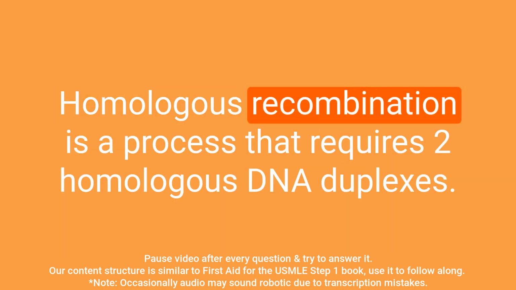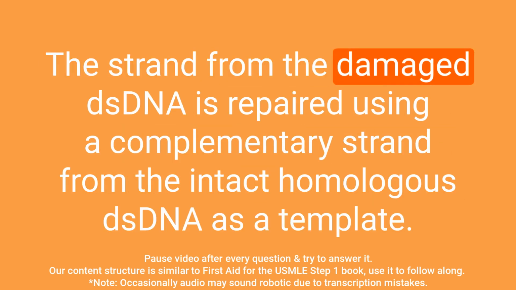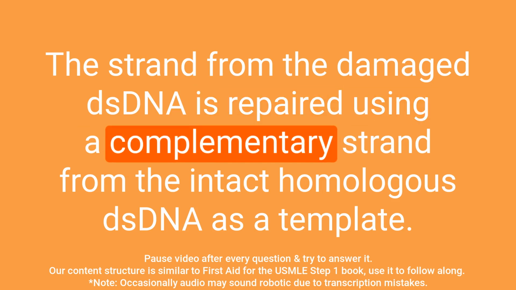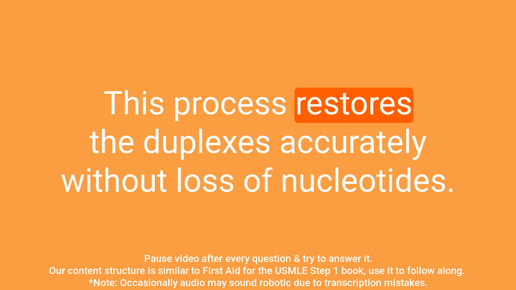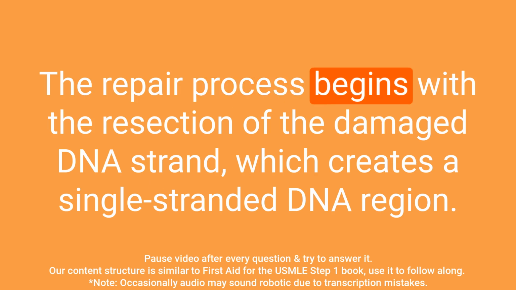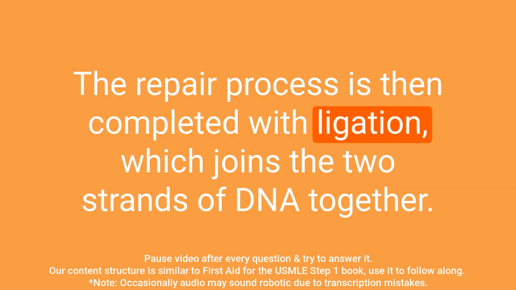Question: Can you explain the process of homologous recombination in more detail? Answer: Homologous recombination is a process that requires two homologous DNA duplexes. The strand from the damaged dsDNA is repaired using a complementary strand from the intact homologous dsDNA as a template. This process restores the duplexes accurately without loss of nucleotides. The repair process begins with the resection of the damaged DNA strand, which creates a single-stranded DNA region. The complementary strand from the homologous DNA duplex invades the single-stranded DNA region and serves as a template for repair. The repair process is then completed with ligation, which joins the two strands of DNA together.